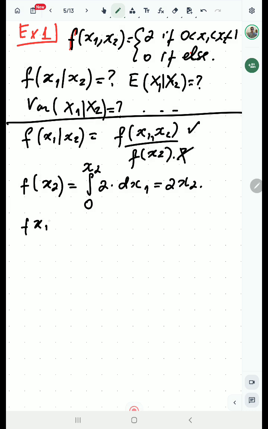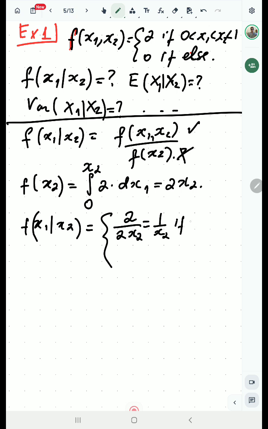So f of x1 given x2 is going to be equal to the joint density, 2, over the marginal, 2 times x2, which is 1 over x2, if x1 is less than x2. Agree? And 0 otherwise. Maybe it is better if I delete this part. Just write 1 over x2 here.